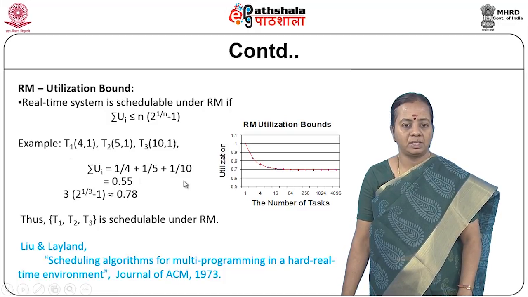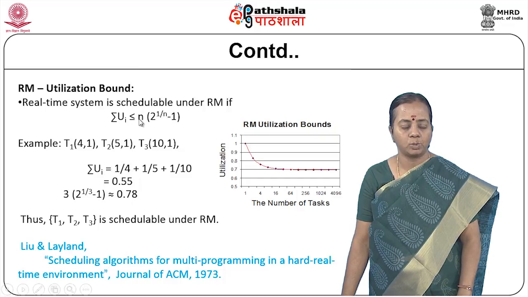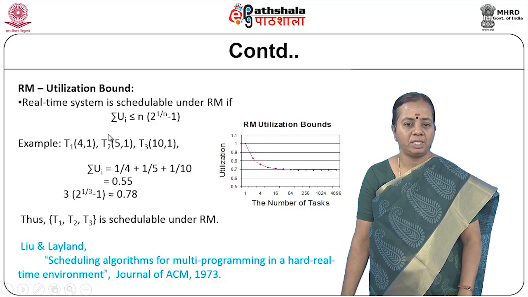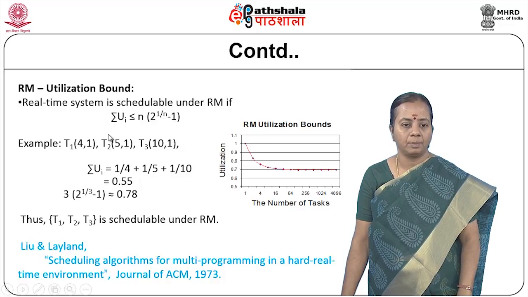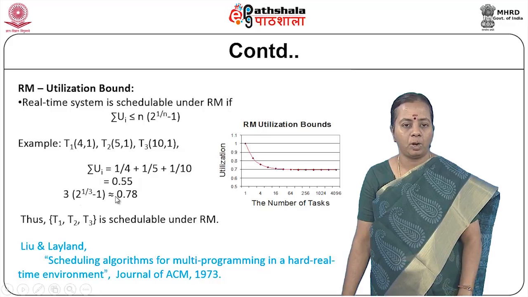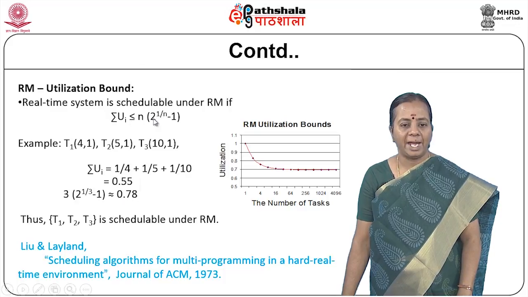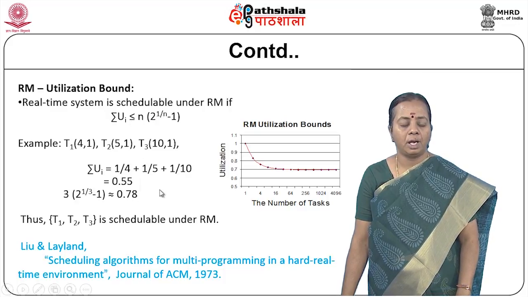So you just see that sigma Ui should always be less than or equal to n times 2 to the power of 1 by n minus 1. If it satisfies this particular rule, definitely we will say that it can be scheduled with the RMS algorithm. Here you just see that 3 times 2 to the power of 1 by 3 minus 1, which is approximately 0.78. So 0.55 is always less than 0.78, so it can be schedulable with RMS scheduling.